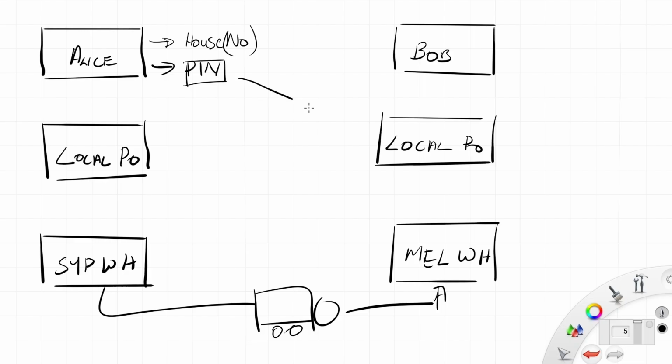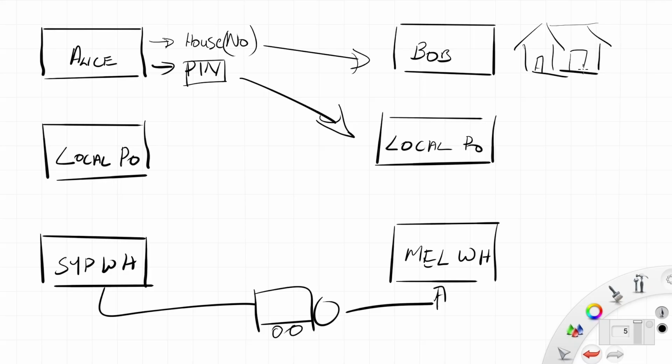Pin code is mostly the number of this local PO, not necessarily one post office, could be a group of POs, but pin code normally points to a post office. House number points to the house in a particular street. So that is the purpose of house number. This particular house is in a particular street and it has a number associated with it. So two numbers are of interest here.